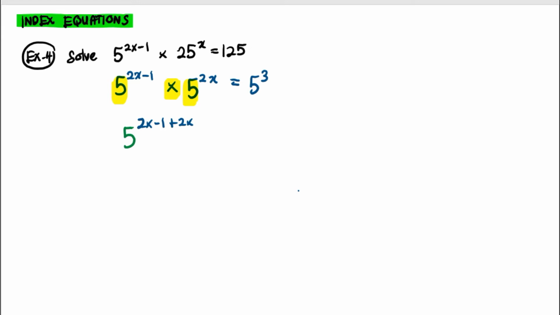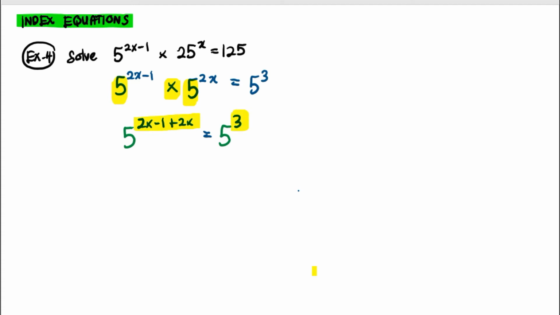I guess there is a problem with this question. Let's just put 3x here. Oh, sorry, no problem. Right, so we have this one. This is actually the part where we have on the right side 5 to the power of 3. Because now we have one index on the left side and one index on the right side, and both have the same base, of course, now we can actually compare the index.